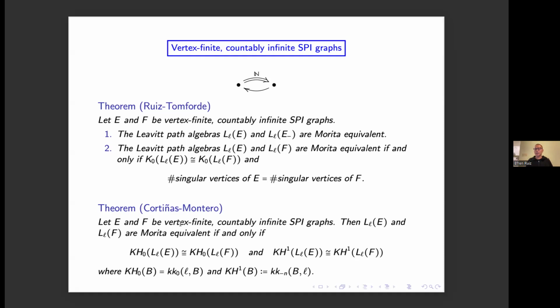One small point I want to make is that if little L is a field, then the KH0 and K0 are the same. So the only difference is you replace singular vertices by KH1.